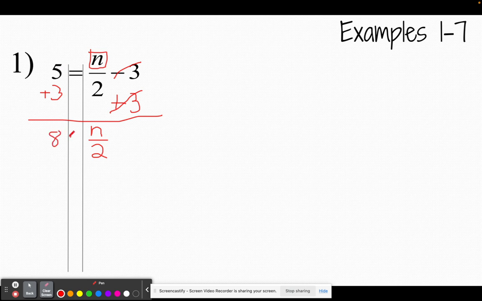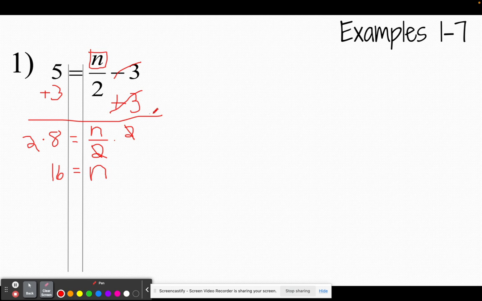Not done yet. My n still is being divided by 2. The opposite of division is multiplication. So I'm going to multiply both sides by 2. And I get 16 on this side. This cancels with this, and I'm left with n. N equals 16.